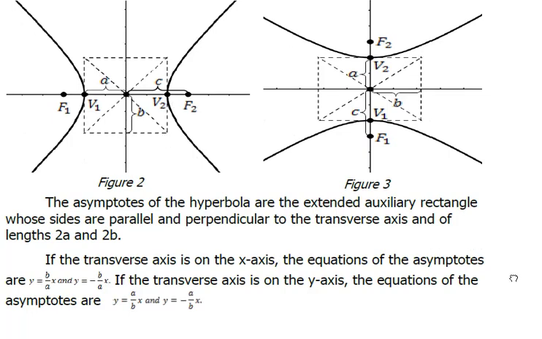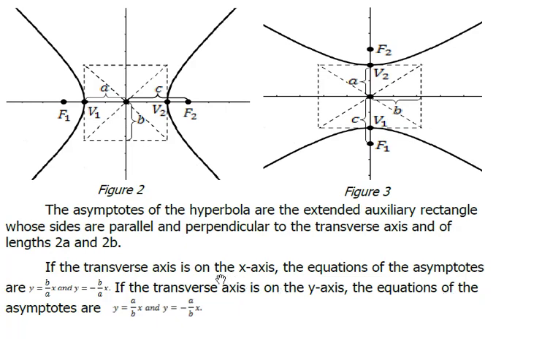Now it says here, if the transverse axis is on the x-axis, the equations of the asymptotes are given by y equals b over a x. This one is a positive line. And the other asymptote is negative. This broken line, if we extend that, is y equals negative b over a x.